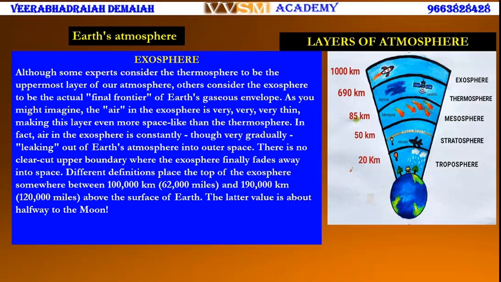As you might imagine, the air in the exosphere is very thin, making this layer even more space-like than the thermosphere. In fact, air in the exosphere is constantly, though very gradually, leaking out of the Earth's atmosphere into outer space. There is no clear-cut upper boundary where the exosphere finally fades away into space. Different definitions place the top of the exosphere somewhere between 1 lakh kilometers and 1,90,000 kilometers above the surface of the Earth. The latter value is about halfway to the Moon.